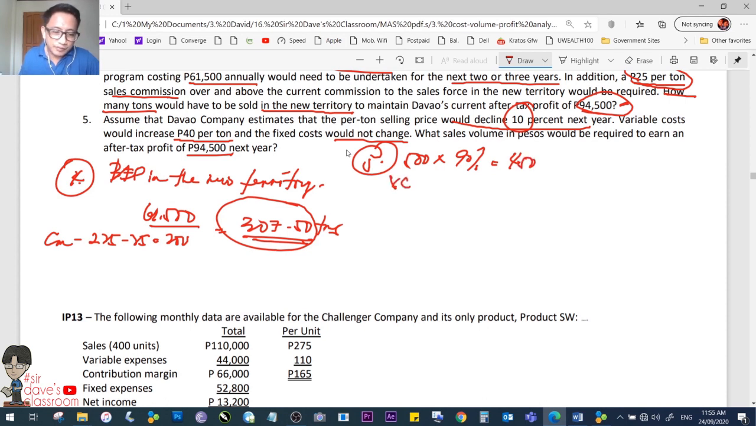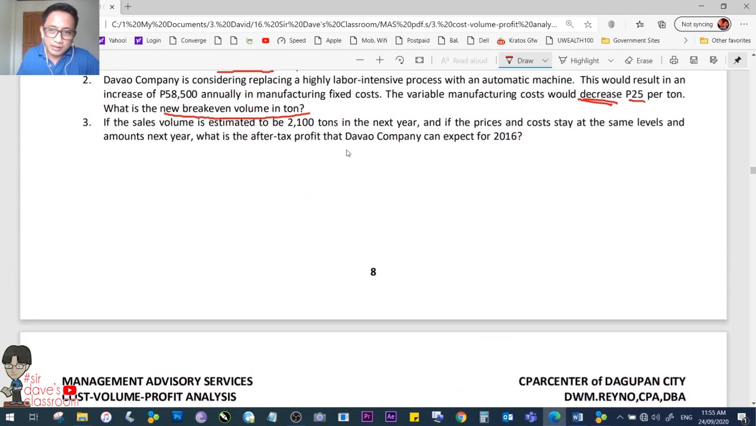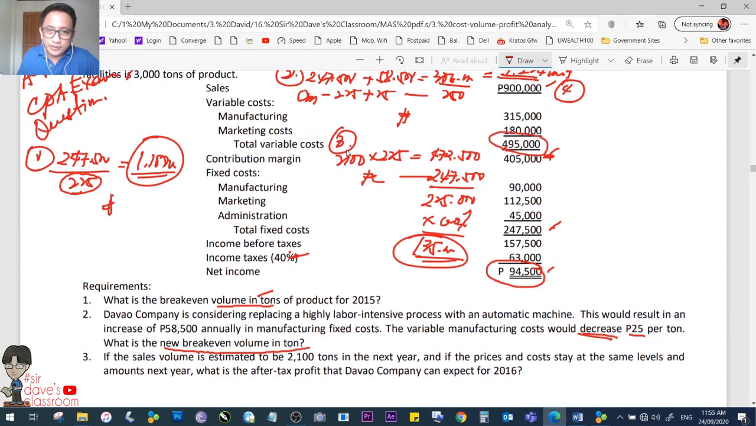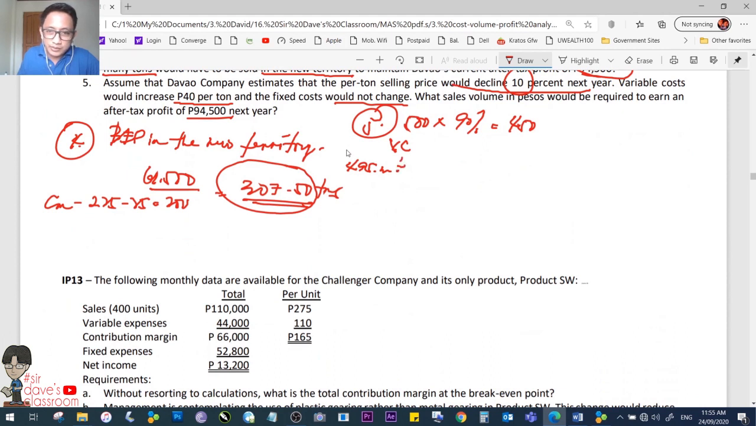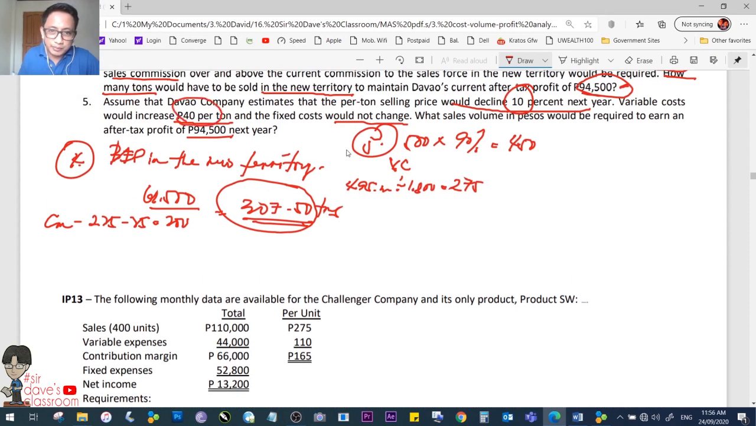Variable cost, characteristic of variable cost, constant per unit. How much was our variable cost before? 495,000 total variable cost. Divided by 1,800 units. So how much is that, colleagues? 275 pesos. Number 5 says it would increase 40 per ton. So plus 40. This is now your total variable cost per unit, 315 pesos. Contribution margin, new CM figure, 135 pesos. New CM percentage, 30%.